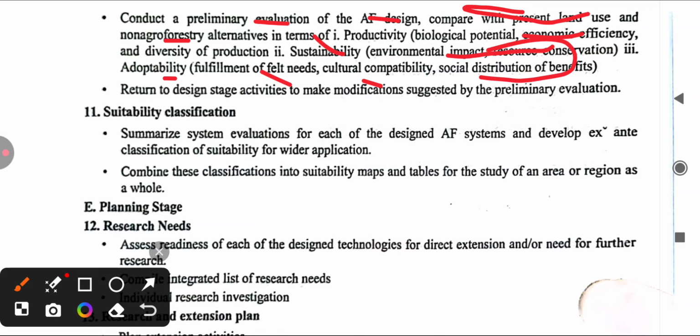And return to design stage activity to make modification suggested by the preliminary evaluation.